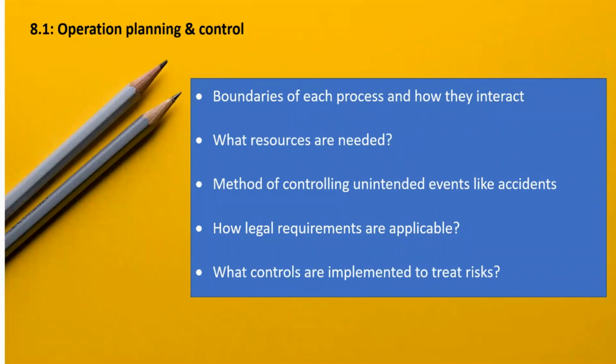Welcome back, guys. In this video, we are going to learn in detail about the requirements of clause number 8.1. The ultimate purpose of implementing this standard is to devise processes so as to protect the workers from any sort of harm. This is achieved by identifying the criteria for each process that may include boundaries of each process and how they are going to interact, what resources are needed, methods of controlling unintended events like accidents, how legal requirements are applicable, what controls are implemented to treat risks.